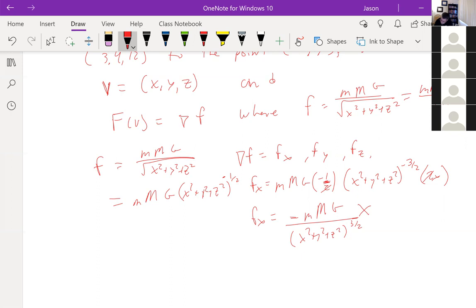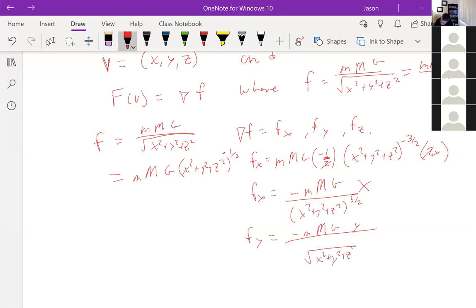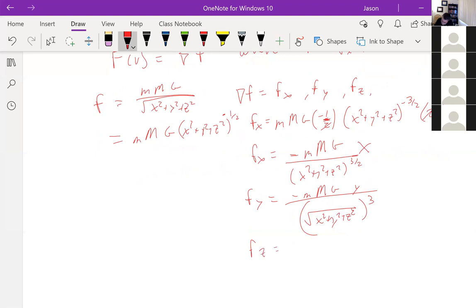And then what about the other ones? The f sub y, f sub z, they're basically going to be the exact same thing. f sub y is going to be negative mg y over this thing here, which is the square root of x squared plus y squared plus z squared, cubed. There's a reason I'm going to write it like that. And then f sub z is the same thing, negative mg z over the square root of x squared plus y squared plus z squared, cubed.